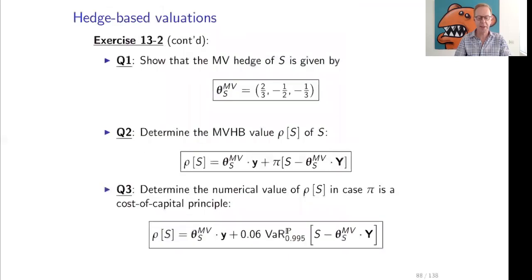Now question 3 is again similar to what we have seen before. We will now determine the numerical value of rho of S for this case, but pi now is the cost of capital principle. The cost of capital principle means again that we take here 6% of the 99.5 value at risk of the hedging error.